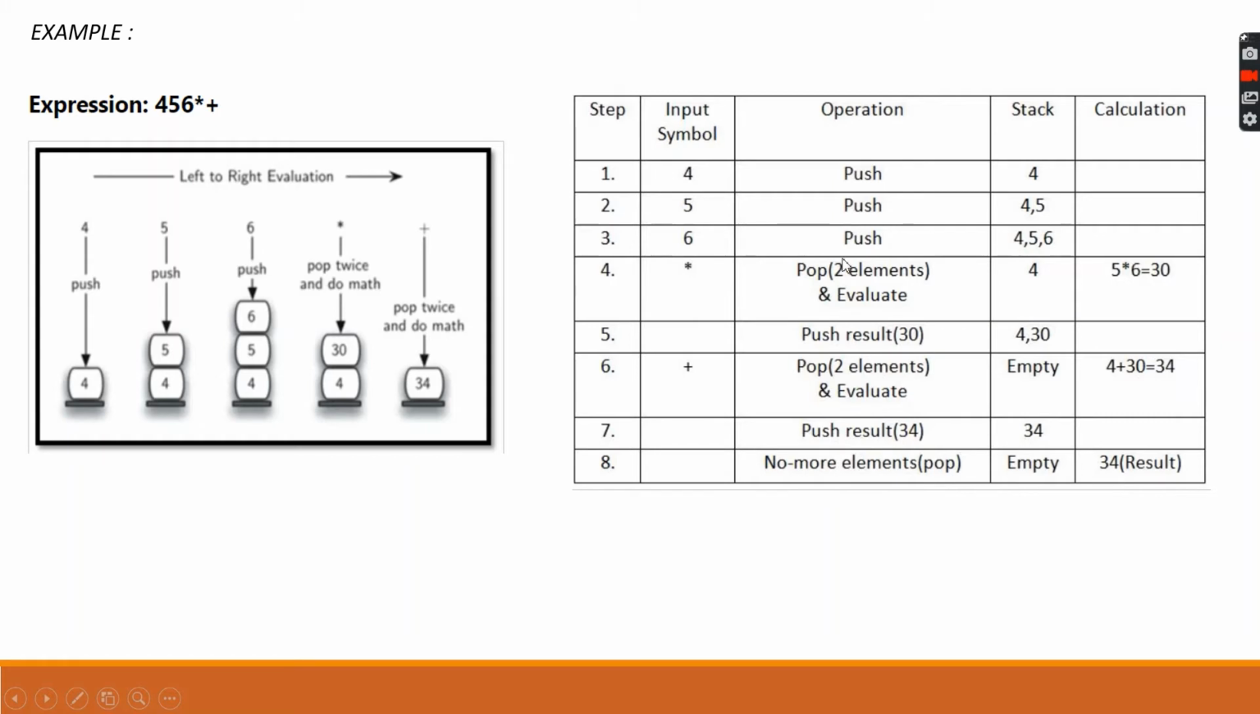So pop out two elements, that is the topmost elements 5 and 6, then perform the operation on them, that is 5 into 6, that is 30. Then once again we put this result back into the stack, so pushing the result 30, we get 4, 30. The next operation is plus. So we'll pop out the two topmost elements, that is 30 and 4. We'll perform the operation, that is 4 plus 30 equals 34. Then at last we'll push the result 34 into the stack, and 34 is the calculation result.